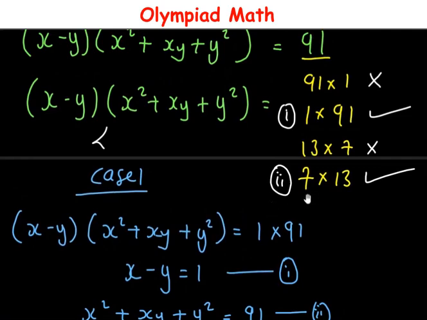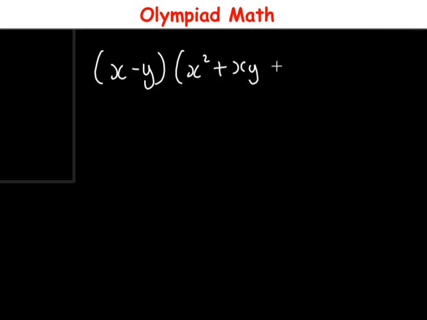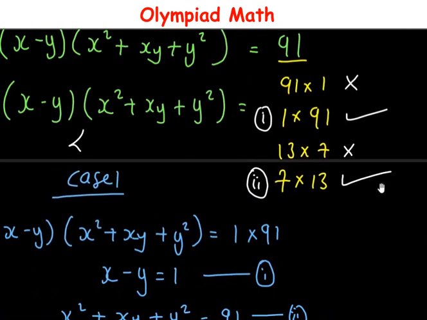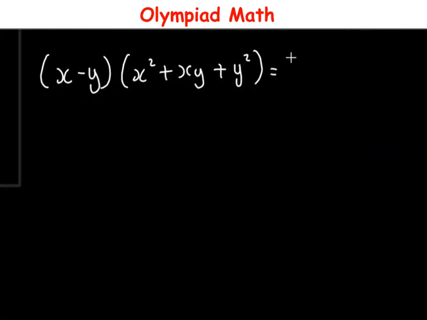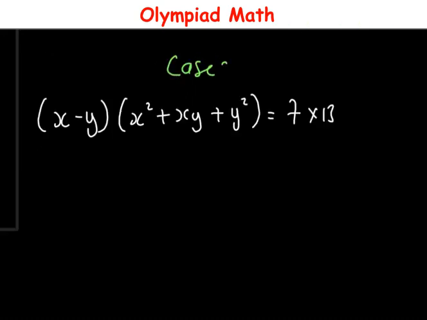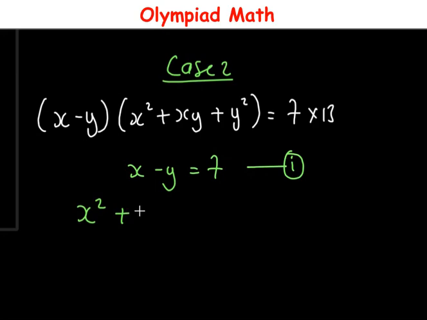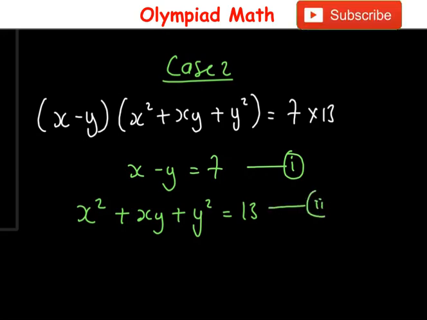Now for case 2, which is 7 times 13, solving this, we have (x minus y) multiplied by (x squared plus xy plus y squared), and this equals 91. The factors of 91 for case 2 are 7 times 13. So from here, x minus y equals 7, equation 1. And x squared plus xy plus y squared equals 13, equation 2.